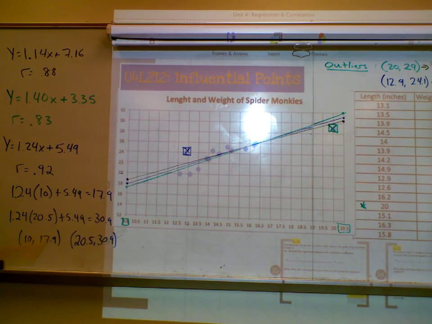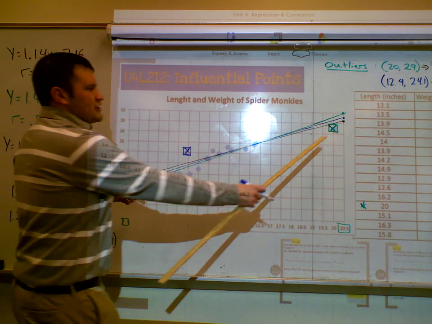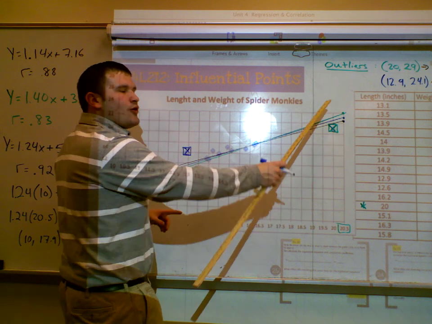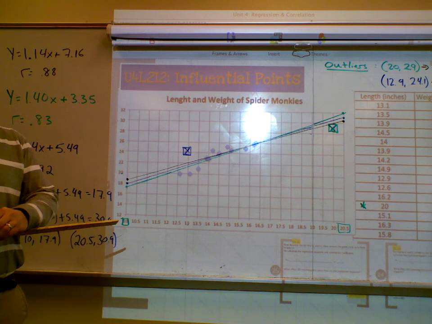All right. So the blue one isn't as far away, or isn't as big of a change from the black one as the green one. Isn't it? Don't know which word to use there. All right. But the green one moved more, didn't it? So since removing this point caused my line to move more, that makes that point more influential.